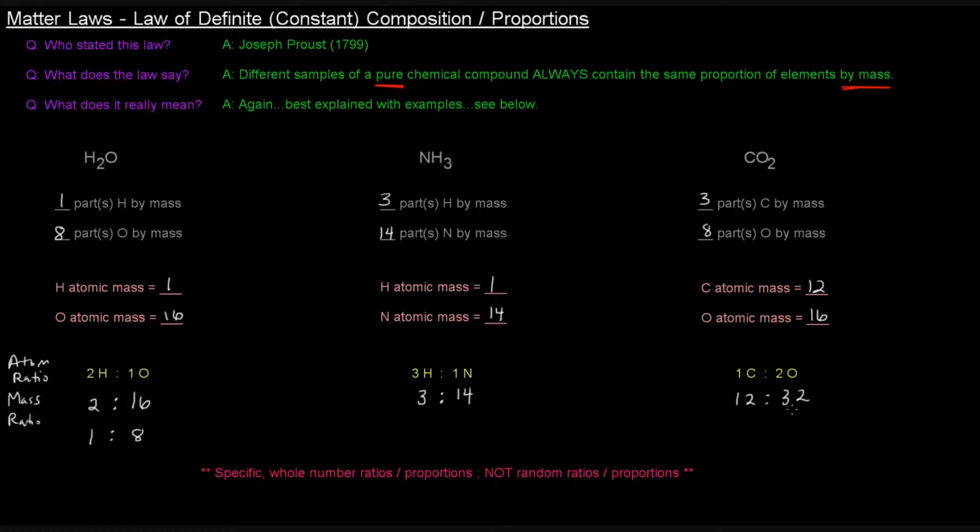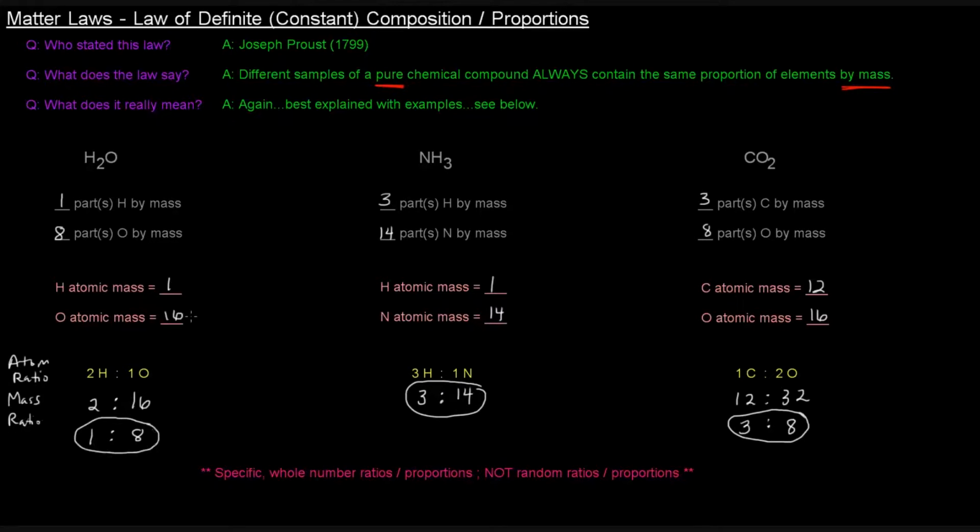So we have a ratio of 12 to 32, which of course if we just divide each of these by 4, right, we'll get 3 here and 8 here. So that's how we get that mass ratio. So as long as we have a pure sample of carbon dioxide, this ratio here will always be the case. This mass ratio will always exist. That's going to be the same for ammonia and for water.